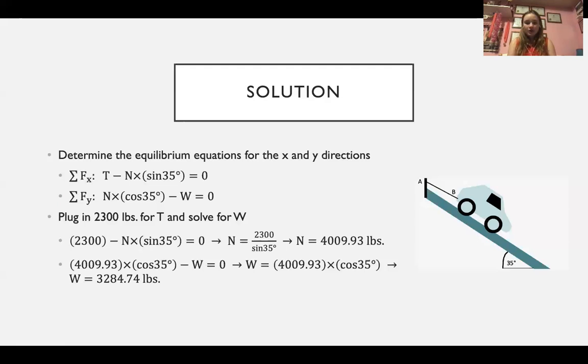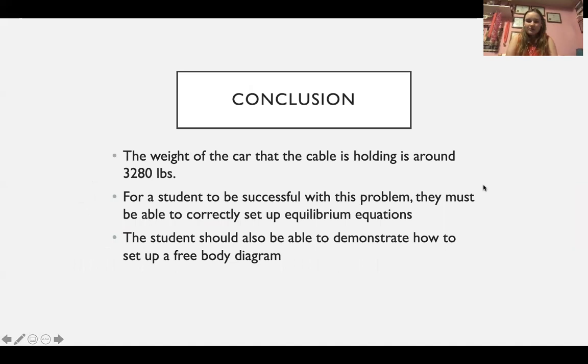I said that we're going to find the weight in pounds, but if we want to convert that to newtons, that would just be another easy conversion step. So for the conclusion, the weight of the car that the cable is holding is around 3,280 pounds, and the minimum that the cable can hold is about 2,300 pounds. I think it's a reasonable answer that makes sense. It's not too far out of the park.